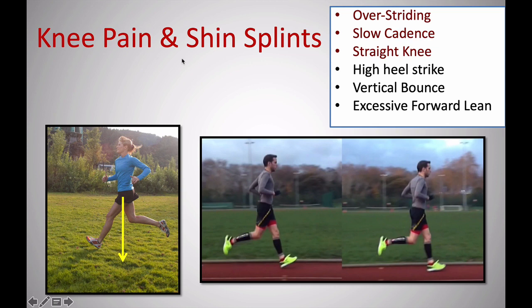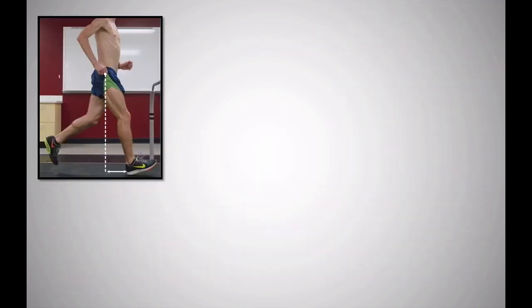For knee pain and shin splints like medial tibial stress syndrome, we're looking at overstride, we're looking at the cadence, and the most important, we're looking at a straight knee. We don't want a straight knee, we want a slightly bent knee like here, and we also look at vertical bounce, whether they're bouncing up and down, and excessive forward lean as well. So there are a lot of factors to look at. Let's explore this concept more.